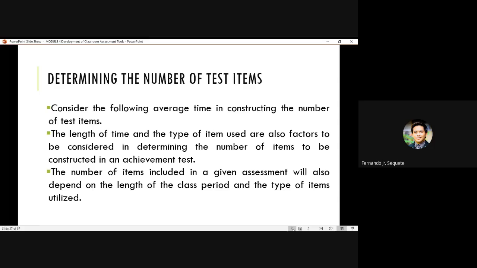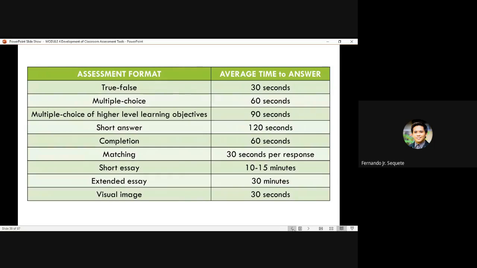Third, the number of items included in a given assessment will also depend on the length of the class period and the type of items utilized. So again, nakadepende yung number of items sa particular topic, sa haba or length of class period na ginugol sa particular topic, and of course, sa type of items utilized. I think I have here a table, and we have here two columns. The first column is for the assessment format, kung ano yung format ng inyong exam, okay, ng test item. Second column is for the average time to answer.